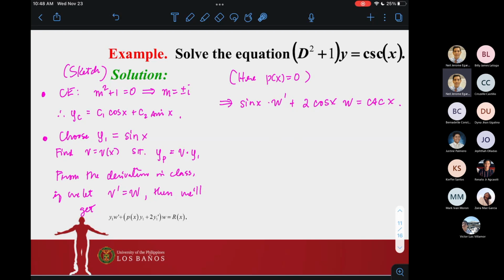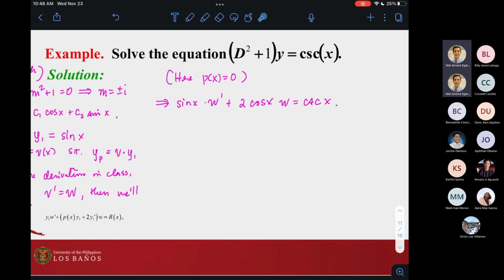Okay? So now, I can divide both sides by sine in preparation for finding the integrating factor. So this will tell us that we'll have w prime plus 2 cotangent x times w equals cosecant divided by sine. So this is cosecant squared. Then you might get a little nervous here, because we expect we will be integrating some trigonometric functions. Okay? So everything's good until this point?